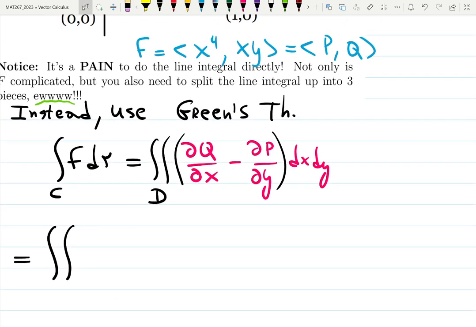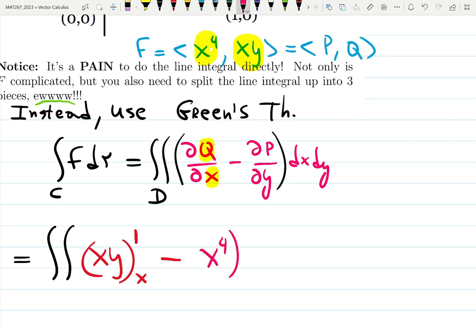So it says differentiate first Q with respect to x. So I'm looking at the second one. Oh, let me write it down first for you. And I will take xy differentiated with respect to x. Does it make sense? Minus, now I'm looking at the first one, and I will differentiate x to the 4 with respect to y, dx dy, like so.